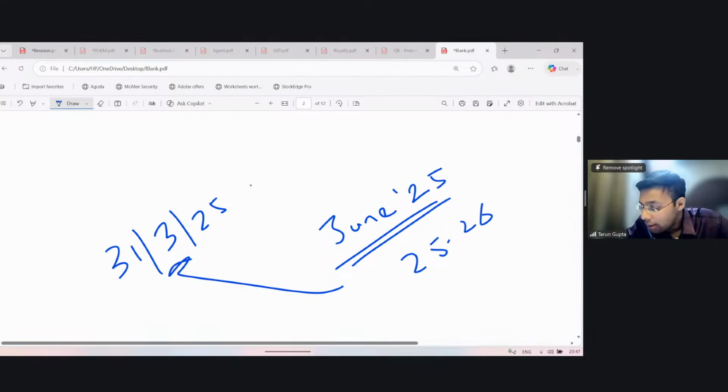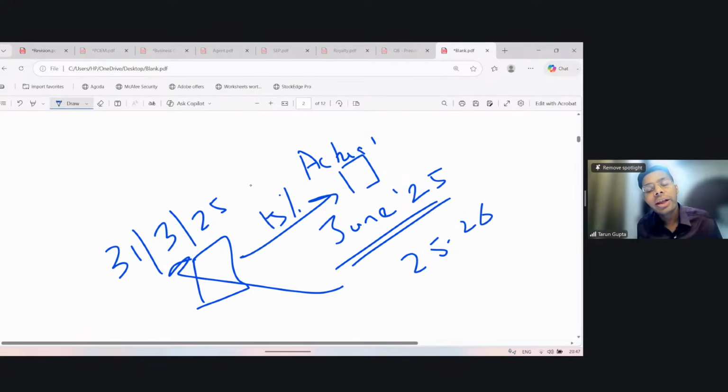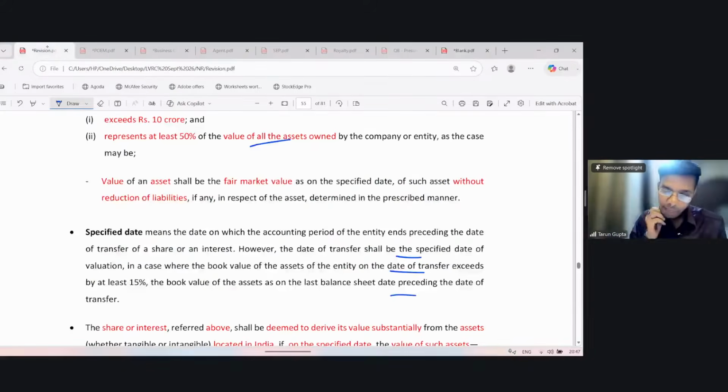However, it says the specified date shall be the actual date of sale of the asset if the value of the asset as on 31st March 25 and the value of the asset on the date of transfer show a difference of 15% or more. So the asset has increased by more than 15% from the last balance sheet date as on the date of transfer. Then the last balance sheet date cannot be considered a specified date, and the date of transfer shall only be considered the specified date. That's what it says.